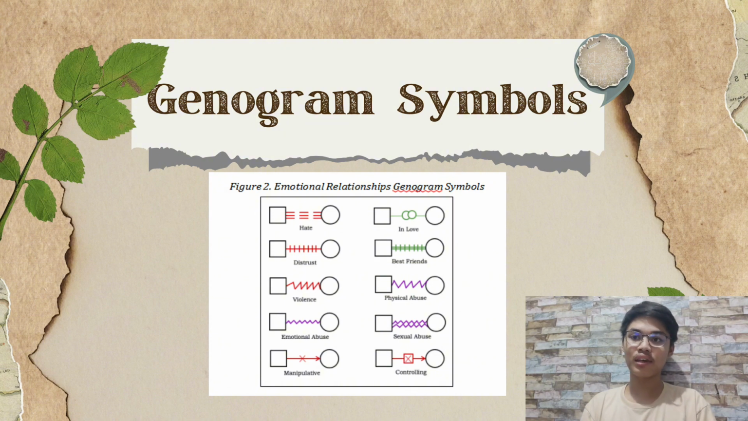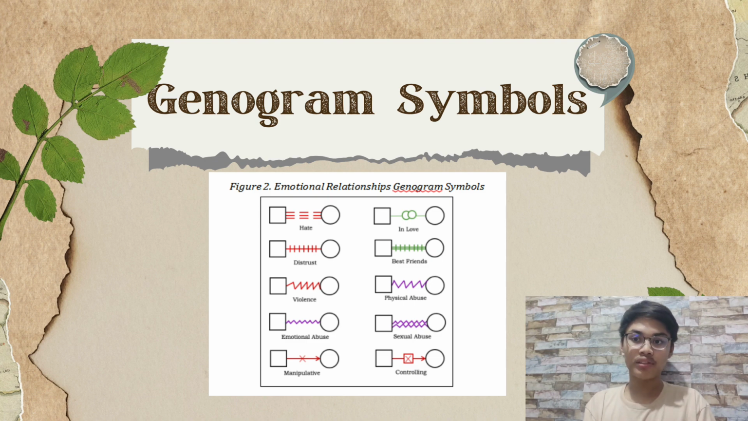Next one is physical abuse. When someone experiences physical abuse from another person, we can use a zigzag line as well, just like violence earlier, but with the color violet. Next one, sexual abuse. For sexual abuse, we use two zigzag lines, two zigzag lines that are much shorter, just like the emotional abuse earlier.